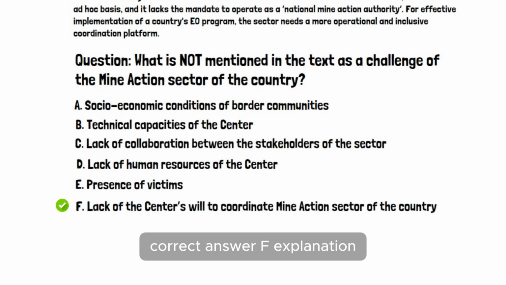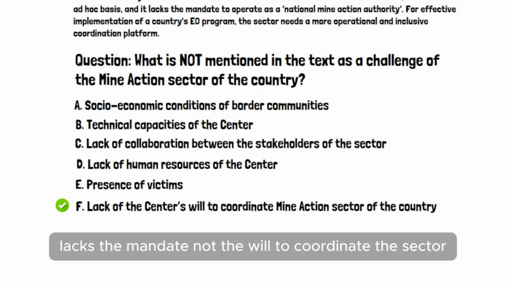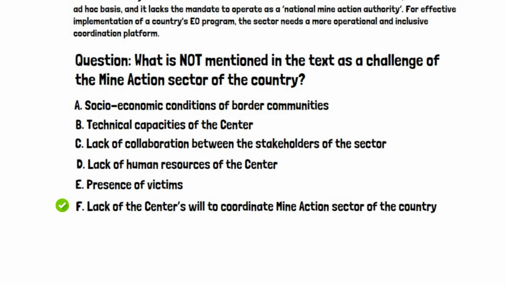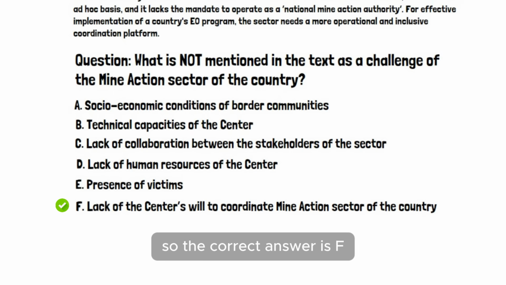Correct answer, F. Explanation. The passage mentions that the advisory board of the center lacks the mandate, not the will, to coordinate the sector. So, the correct answer is F.